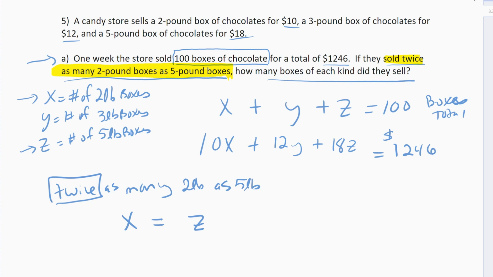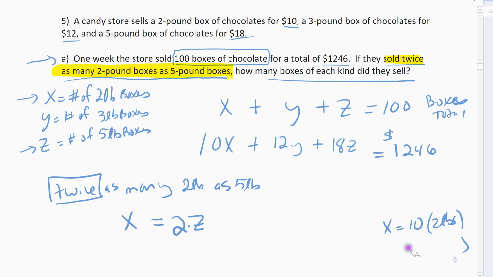So the best way to do it is to use numbers. If I sold 10 of the 2-pound boxes, so if X equaled 10, well, remember, X is the 2-pound. I sold twice as many of those. So that means the Z would have to be half of that, right? And it would only be 5 of the 5-pound, because I sold twice as many of the 2-pound than I did of the 5-pound. So if I sold 10 2-pound, I only sold 5 5-pound. So in order to make these equal, I have to double the smaller amount.